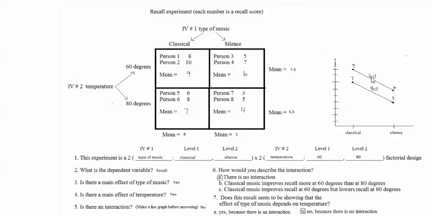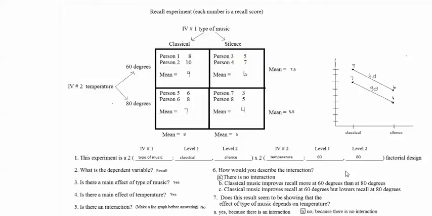So the lines end up being parallel, and there's no interaction. So there's no interaction right here, and the result is showing that the effective type of music does not depend on temperature, because if it's a 60-degree room, classical is 3 higher than silence. If it's an 80-degree room, classical is still 3 higher than silence. So the effective type of music is a 3-point difference at both temperatures. So no, the effective type of music does not depend on temperature in this data set right here.